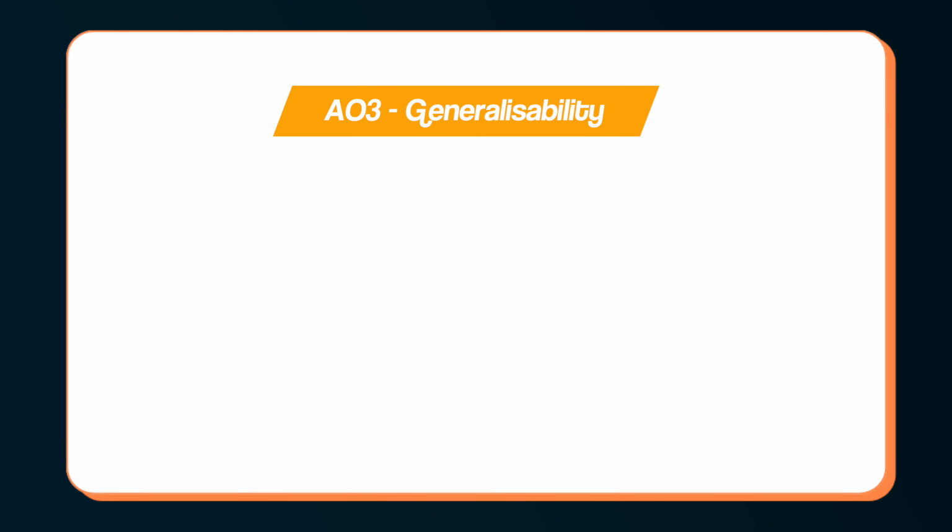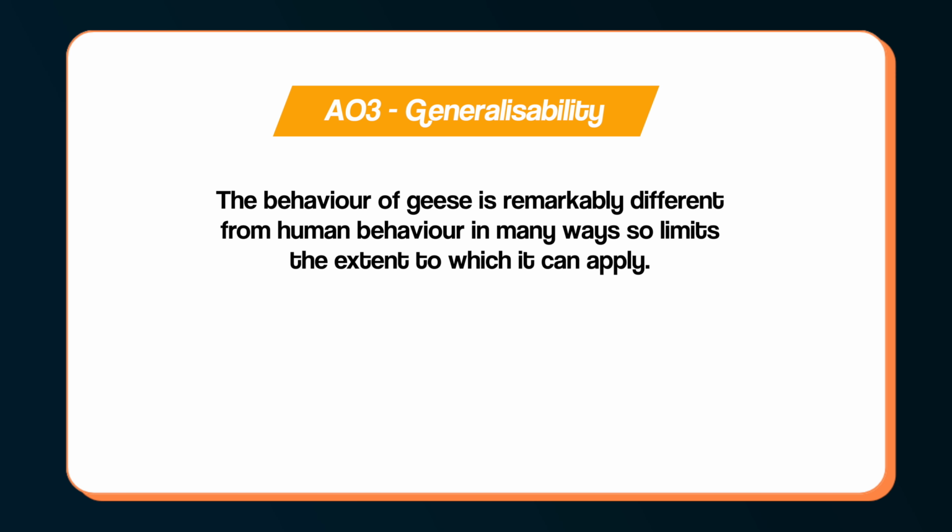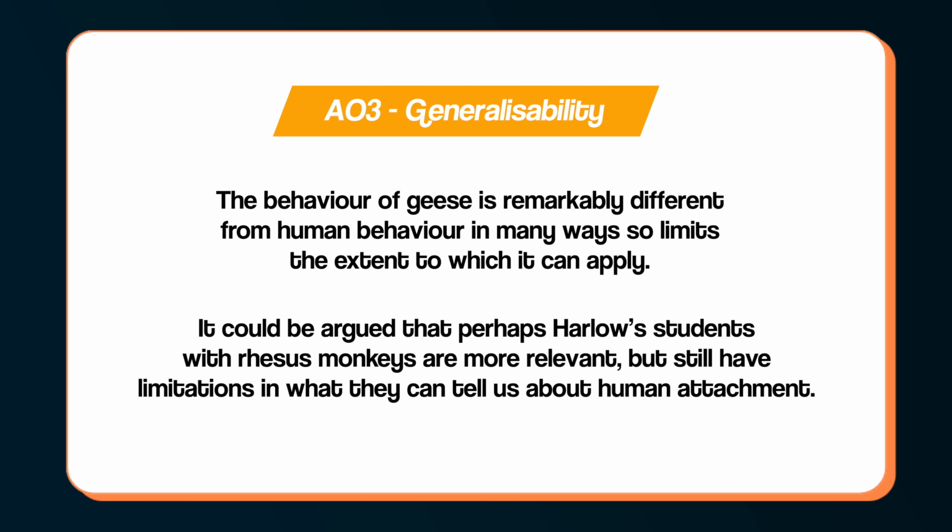So there are many things we could write for our AO3, but here's 4. Firstly, problems of generalizing findings from animal studies to humans. The behavior of geese is remarkably different from human behavior in many ways, and so limits the extent to which it can be applied. It could be argued that perhaps Harlow's studies with rhesus monkeys are more relevant, but still have limitations in what they can tell us about human attachment.